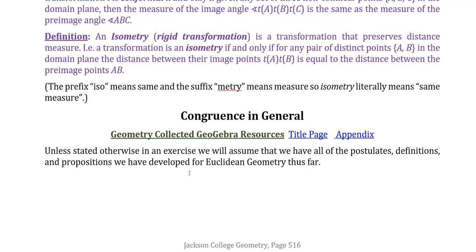Unless otherwise stated as an exercise, we will assume that we have all the postulates, definitions, and propositions we have developed for Euclidean geometry thus far. And of course, we are in Euclidean geometry only.